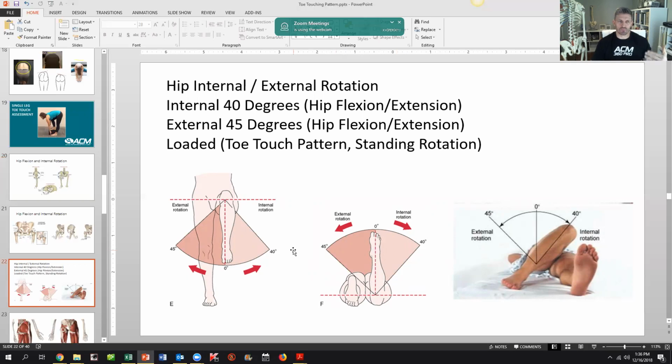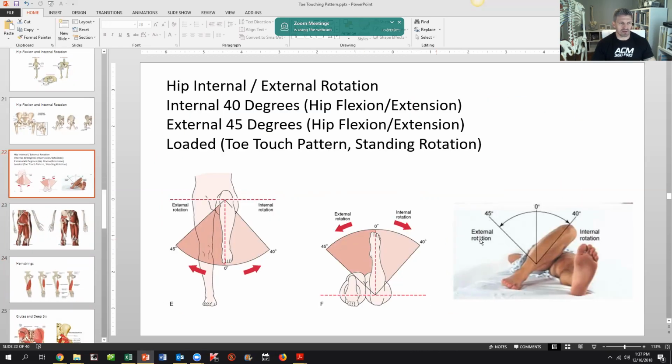So it's just another understanding that if you find that somebody has limited internal rotation, then their toe touch pattern is probably going to be poor. If they have a poor toe touching pattern and you're not quite sure what you're finding on that standing toe touch pattern, then have them lay down and see how much internal and external rotation they get. You may find a lot of restriction in that internal rotation, which is where a lot of people have problems. And I'll show you why that is in a second here.